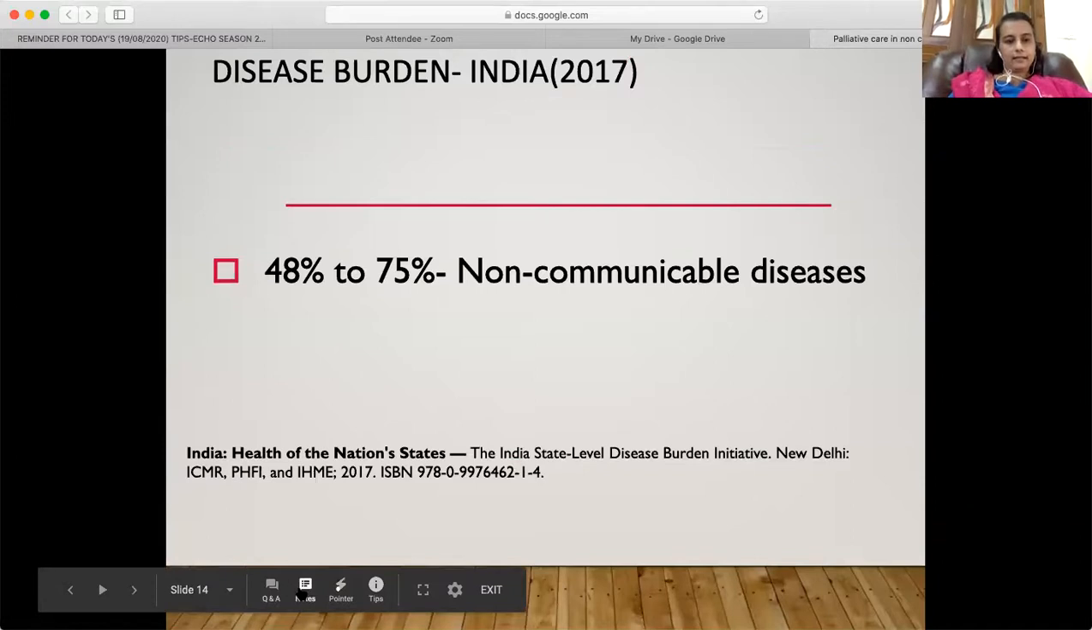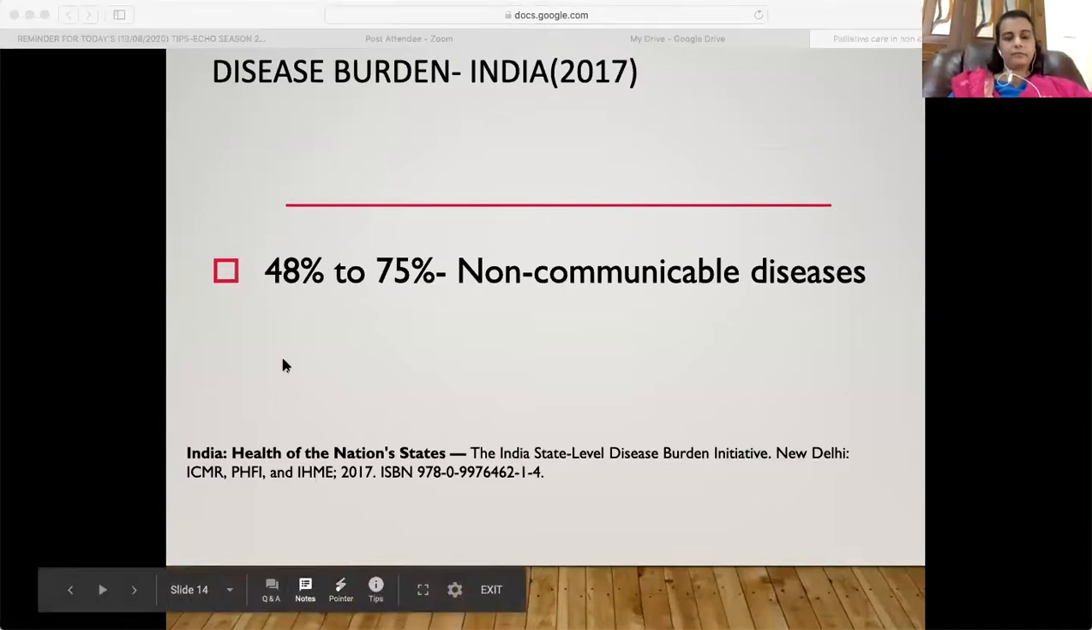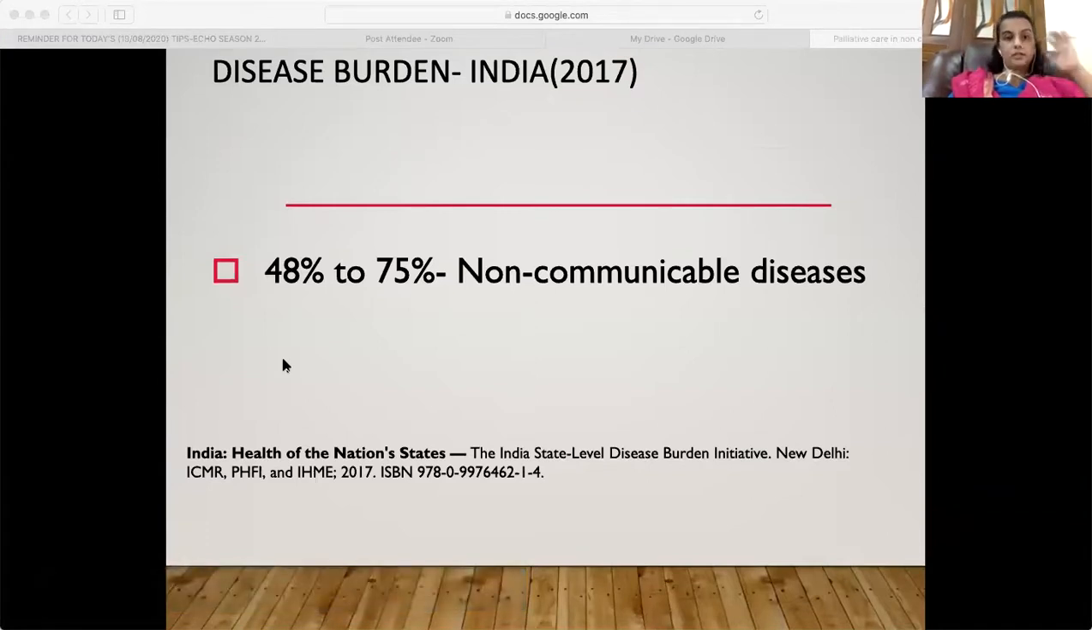The ICMR predicts that about 40 to 75% of the current disease burden is NCD, based on data from 2017. The highest numbers are coming from the states of Kerala, Goa, and Tamil Nadu. The lowest numbers come from the states of Bihar, Jharkhand, Uttar Pradesh, and Rajasthan. So this data is from the ICMR, which was published in 2017.